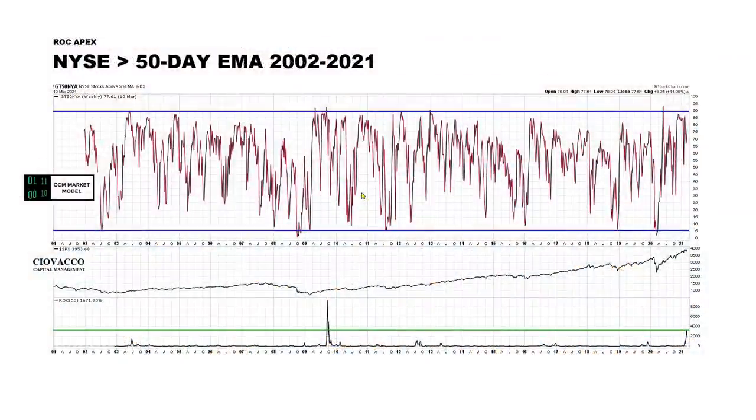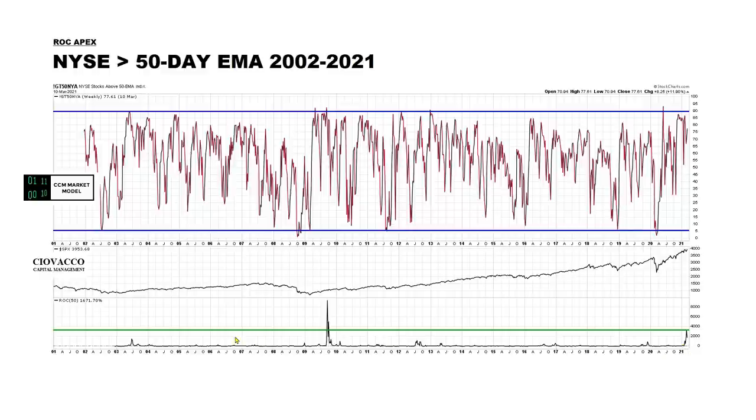It's a weekly chart, a measure of market breadth, NYSE stocks greater than their 50-day exponential moving average. It's been approximately 50 weeks since the March 23rd low of 2020. We're looking at the rate of change for this indicator. See this big spike here after the low in March of 2009? This is the S&P 500 where my cursor is. Similar spike, or rare spike, after the low in 2020.